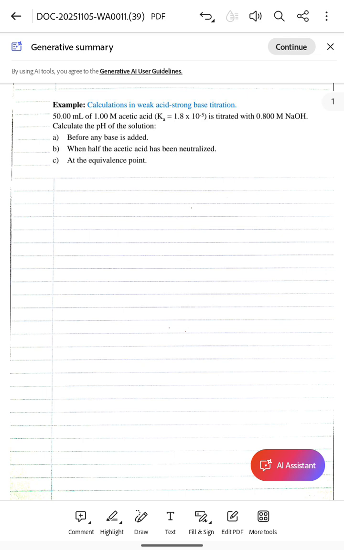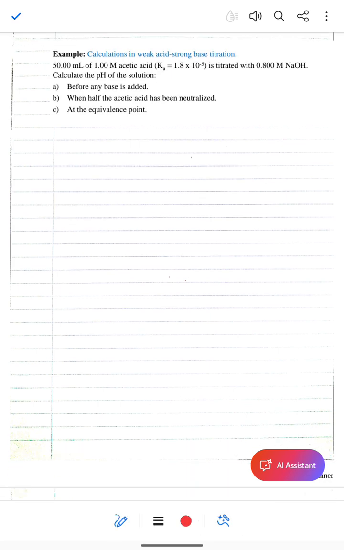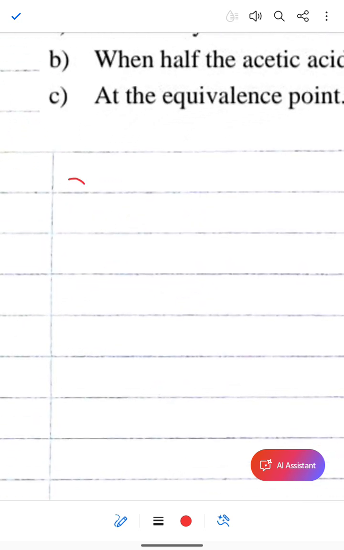Yeah, we have this example from your lecture notes. Calculate the pH of the solution before any base is added. If you are to calculate the pH of the solution before any base is added, I think it will be wise to just start by writing the chemical equation of the acetic acid, which is CH3COOH.